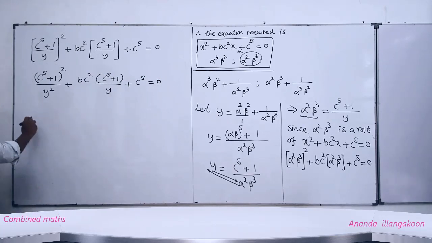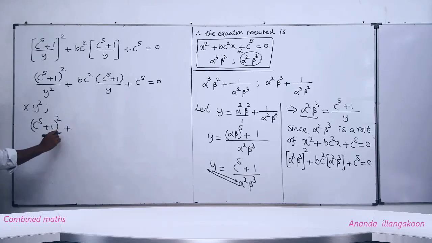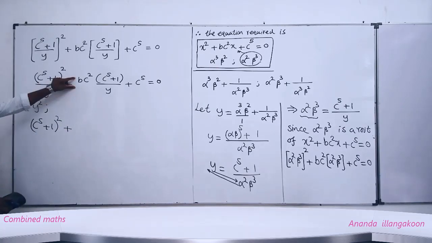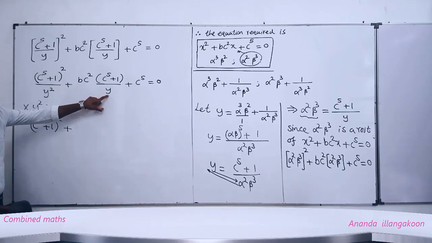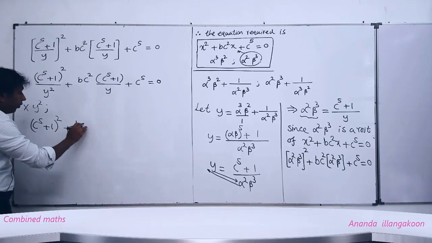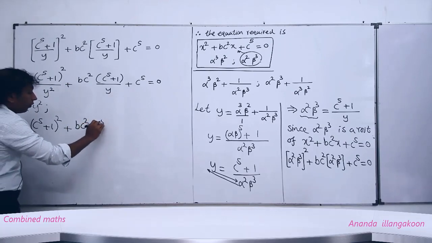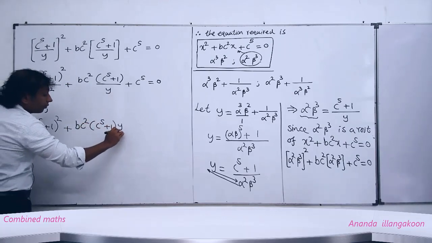Now people, multiply this by y squared. Once I multiply this term by y squared, the y squared will cancel off. Then we get c to the power 5 plus 1 perfect squared. And this y squared we write here. One y of that we can cancel down with this y. Another y is here. Then we get bc squared times c to the power 5 plus 1 times y.